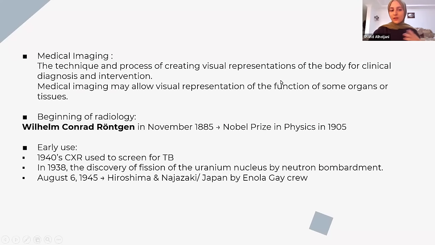So how did radiology begin? We have this German physicist, Wilhelm Conrad Röntgen, and he's known as the father of radiology. He was the first one to use x-rays to visualize the body, by visualizing his wife's hand under x-ray. Now, for the early use of radiology, it was first used in the 1940s to screen for tuberculosis. And then for the bad uses, we have nuclear fission, where they used it for atomic bombs. So this is just a general introduction.